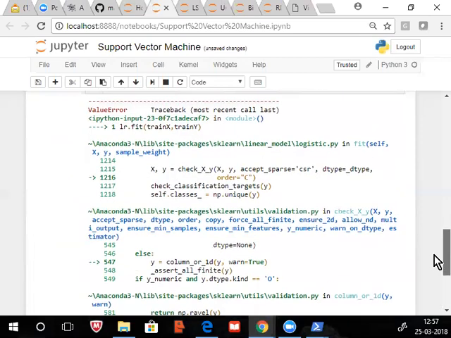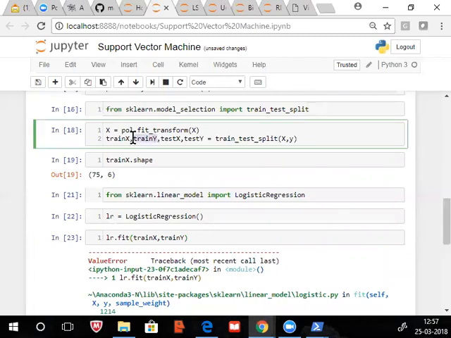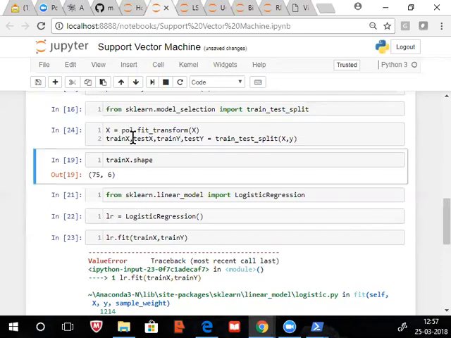Bad shape. Oh, I think I wrote it wrong. No, I think it's right. Here it should be train X, test X, train Y, test Y. How I remember this is X first and Y second. Train X, test X, train Y, test Y. Oh, correct.